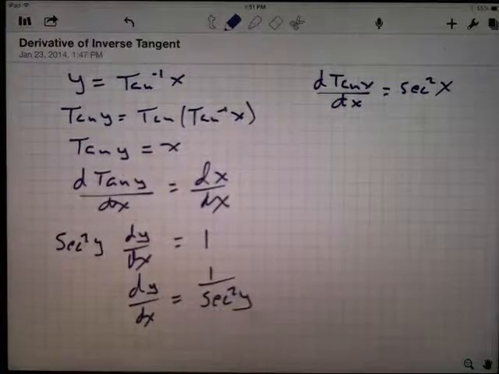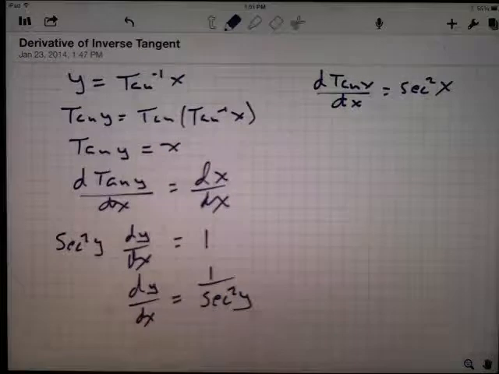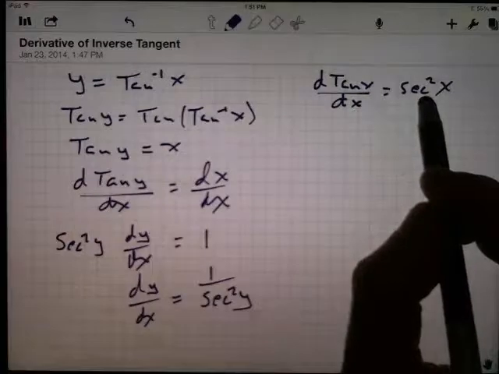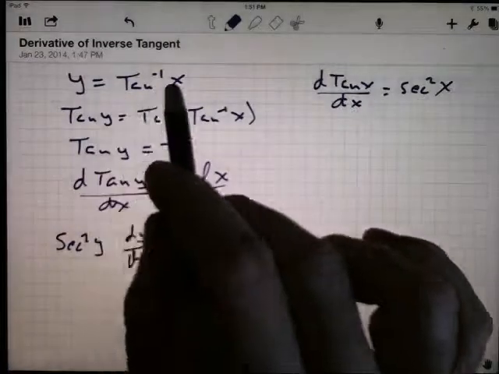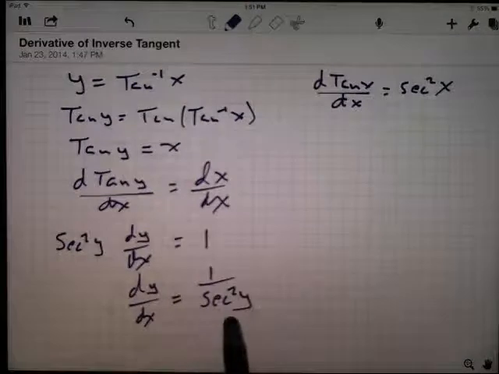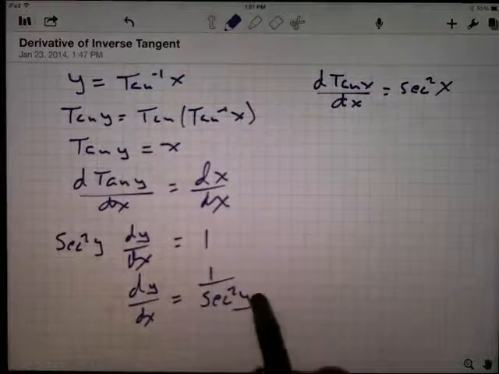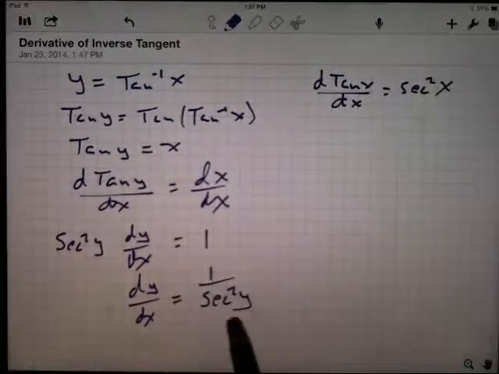I'm going to pause right here for a moment to ponder the import of this statement. The derivative of the tangent of x with respect to x is secant squared x. The derivative of the inverse tangent of x with respect to x is 1 over secant squared y, because the derivative of the inverse function is the reciprocal of the derivative of the function with the other variable plugged in.